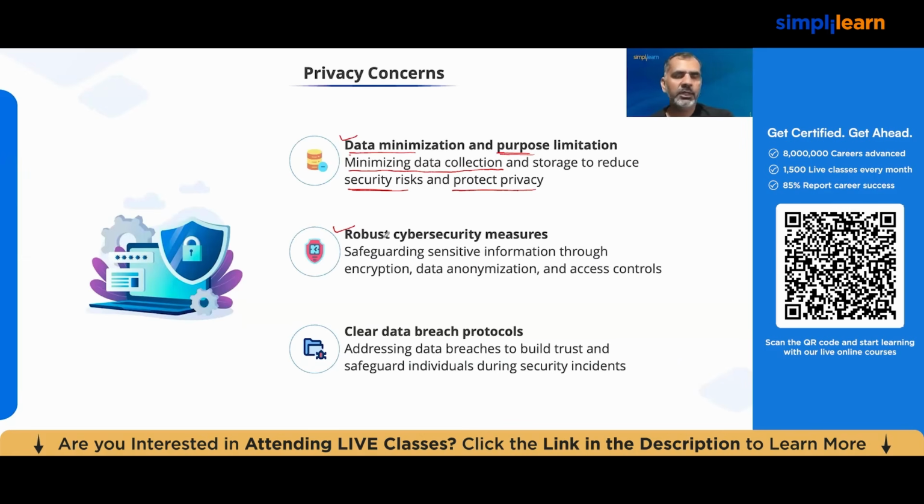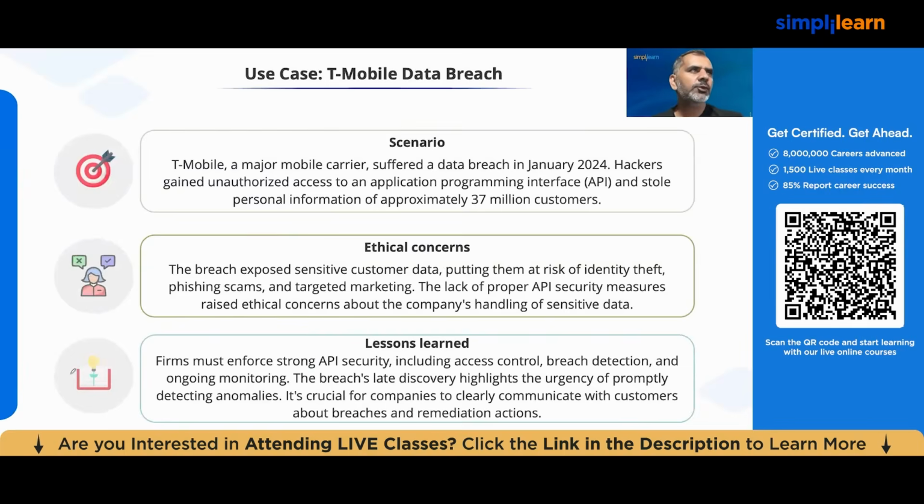So that's another practice, but it is outside of the data collection process. This is something related to the organization point of view. And there are some clear data breach protocols also introduced. That means if there is any data breach happened, how are you going to address them? You have to be very clear with the process. So that's what we call data breach protocol. And when you display these data breach protocols, it basically helps you to build trust and safeguards with individuals during security incidents.